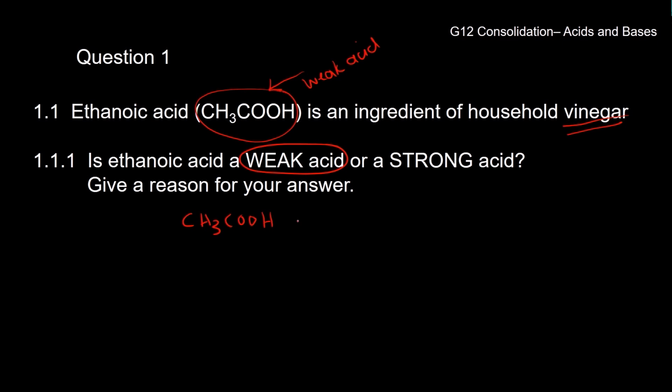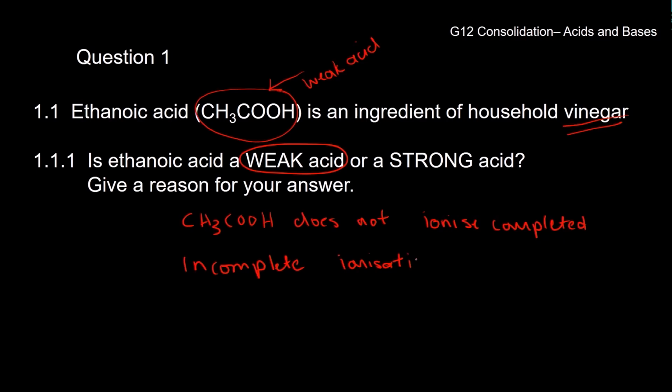So it does not ionize completely. We could also say that it has incomplete ionization. Okay. So that is what distinguishes a weak acid from a strong acid. A strong acid, of course, ionizes completely. And so there's very, very little molecules left in a solution of a strong acid.